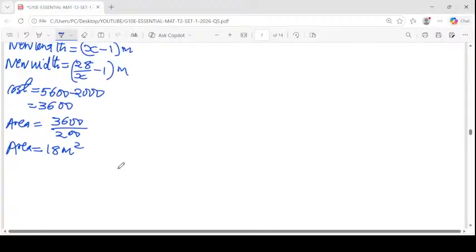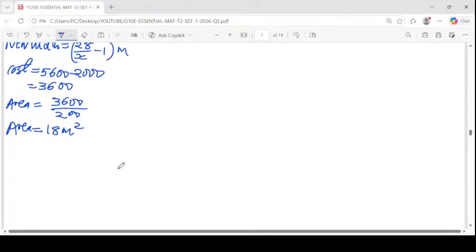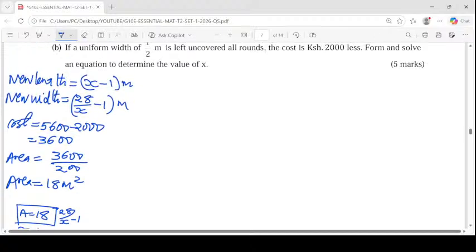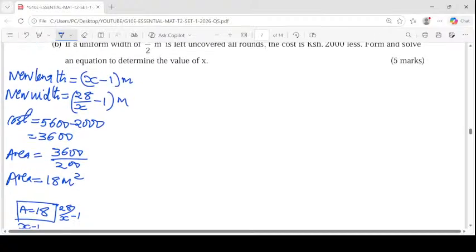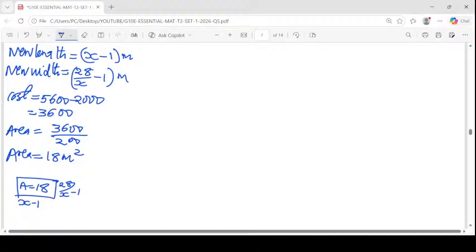After getting this, it means now we are going to have a rectangle. The length is x minus 1. The width is 28 over x minus 1. And the area here is 18. Let us now form a quadratic equation from this statement and solve. That is what the question means.